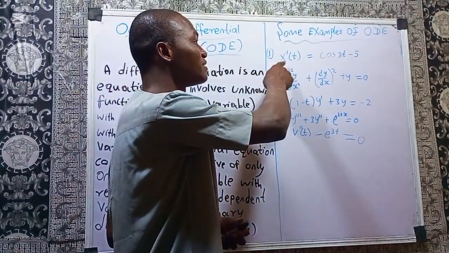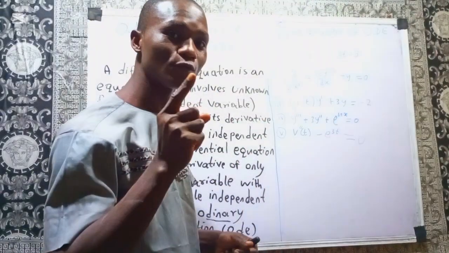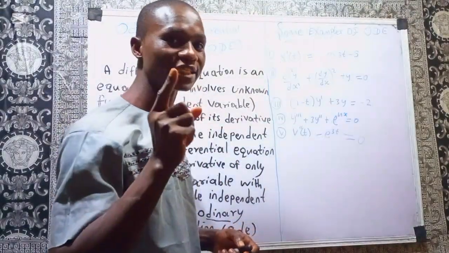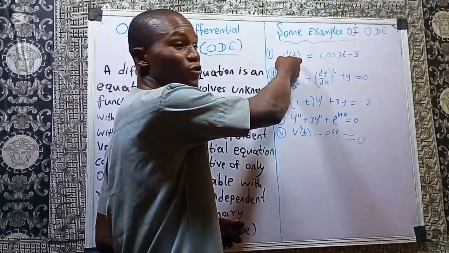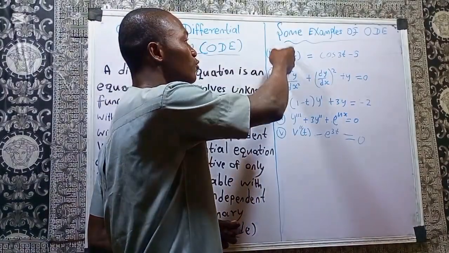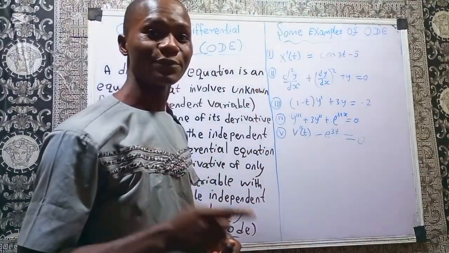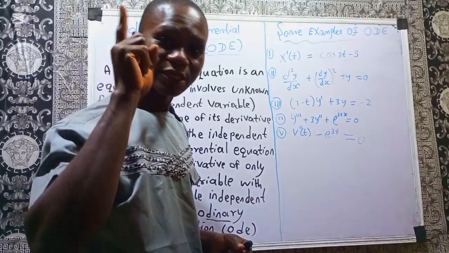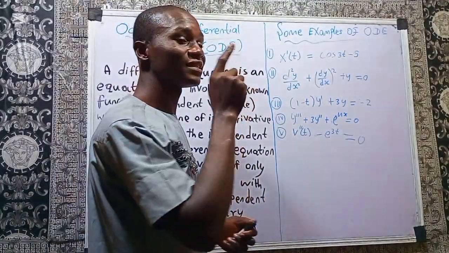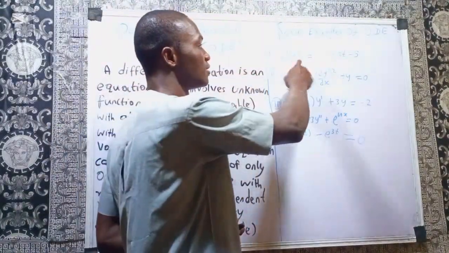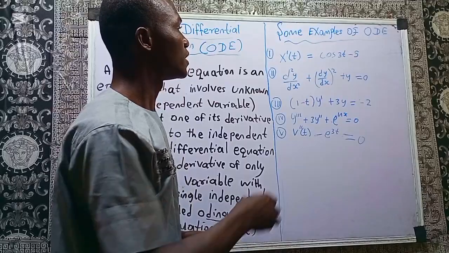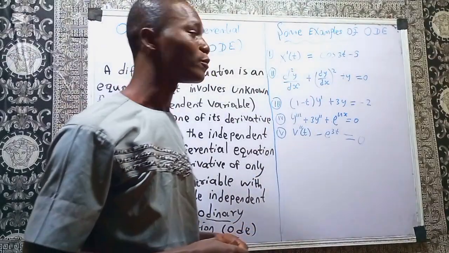So, I have the derivative of only one what? Only one dependent variable, which is x. X depends on t. So I have the derivative of only one dependent variable with respect to what? A single independent variable. What's that single independent variable? T. So this is an ordinary differential equation.